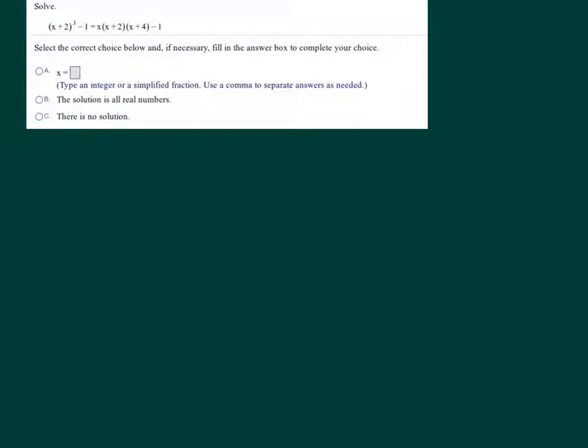Okay, I had a few questions. A couple of students sent questions regarding this question. This is question number 10 in your book, or not in the book, excuse me, on the MyMathLab account.